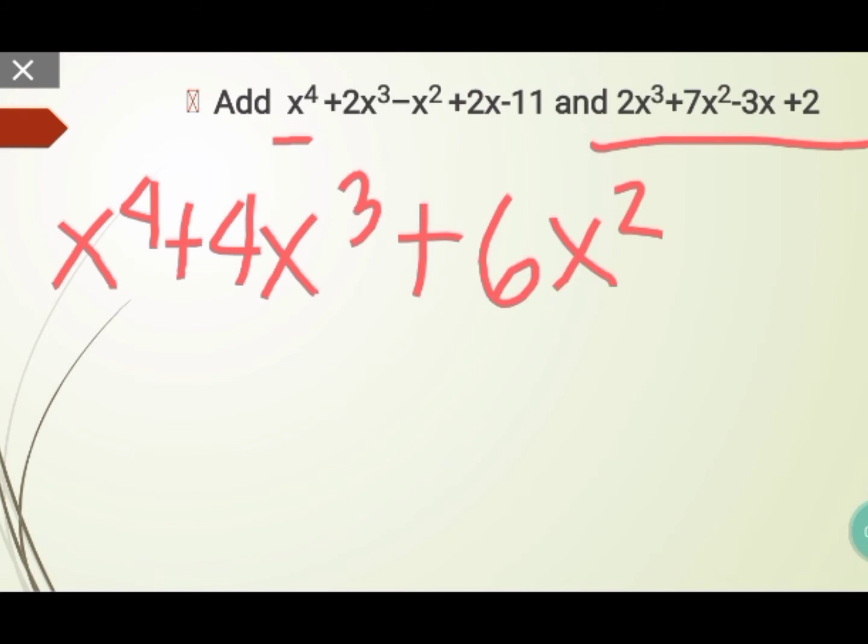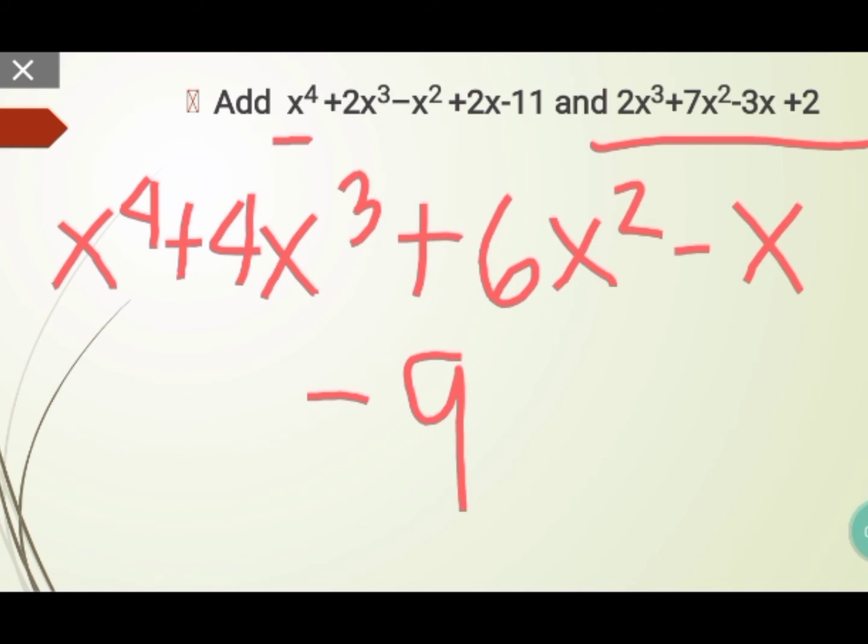Okay, next is positive 2x minus 3x. In this case, you are going to subtract again. Negative 3 minus positive 2, the answer would be negative 1, or we just imagine we have 1 here and negative 1x. Then negative 11 plus 2, again different sign, so we're going to subtract. 11 minus 2 is 9. The bigger value is 11, so we copy the negative symbol. So we have negative 9.